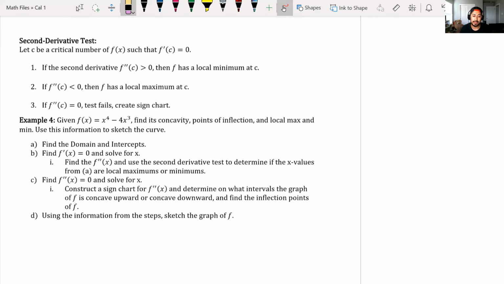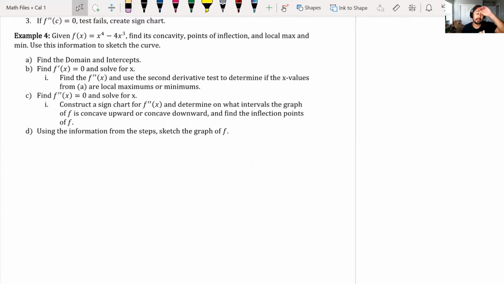So, I mean, I can definitely show you how it works if I remember to at the end of this problem. I'm going to work everything out like normal, and then we'll go to the second derivative test at the very end. I'll show you. Okay, so number 4, given x to the 4th minus 4x cubed, find concavity, point of inflection, max and mins, and use all this information to sketch the curve.